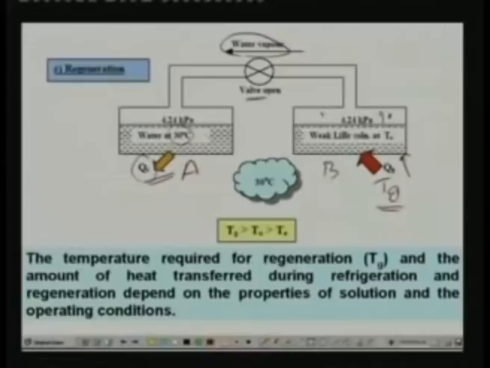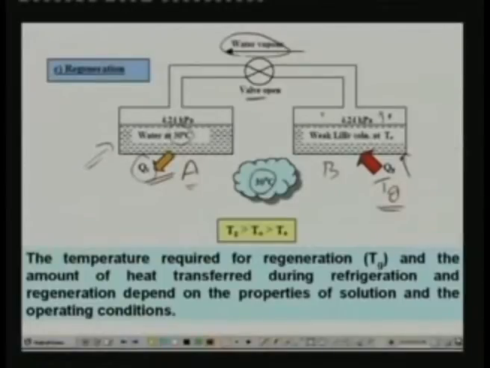So you are reversing the process and transferring water from the solution to the pure solvent side. This process will continue till you get the required amount of water on this side. Then to complete the process, you again close the valve and bring both vessels to equilibrium with the surroundings at 30 degrees centigrade. So the process continues.